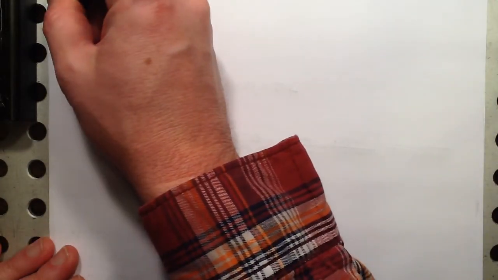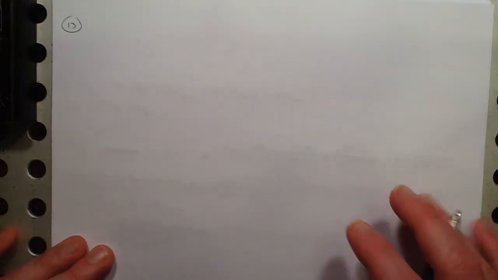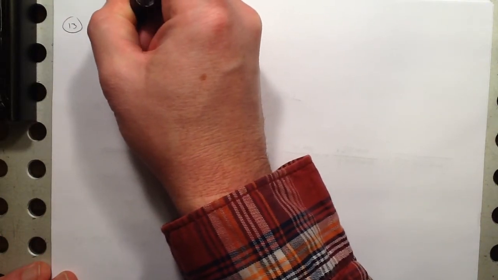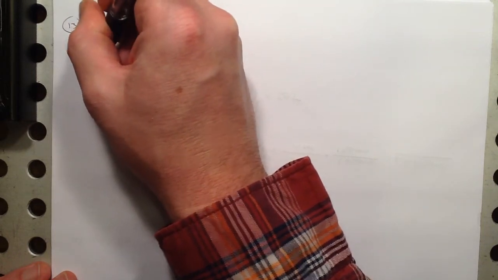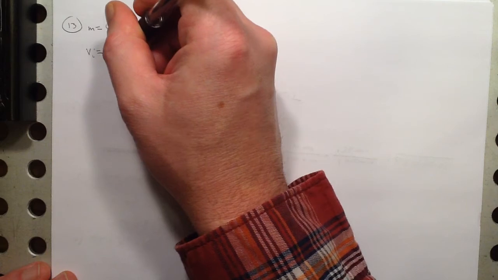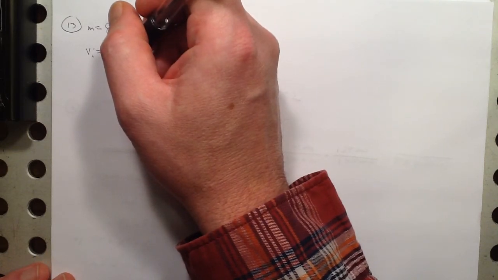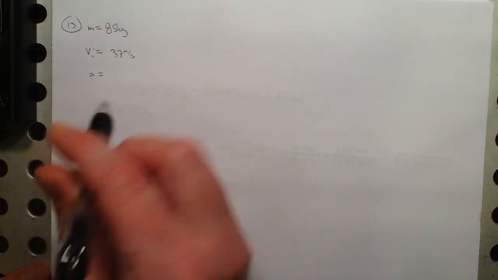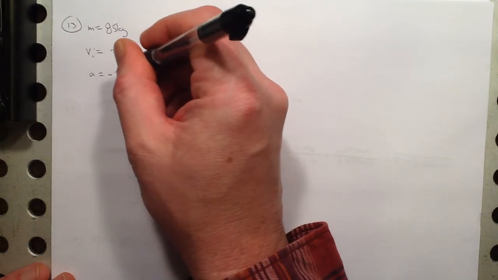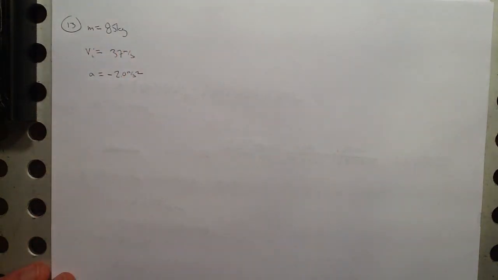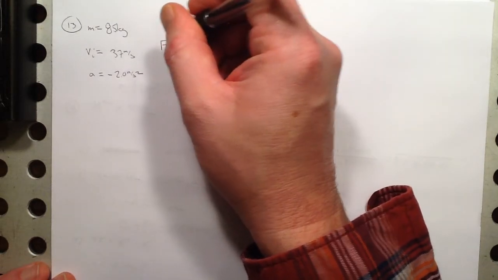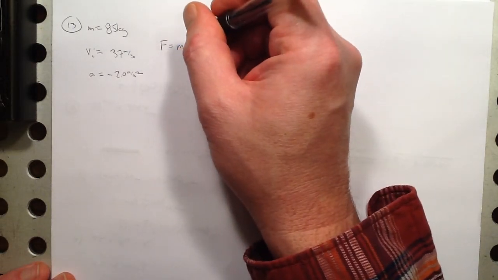All right, so 13. The luge and rider have a mass of 85 kilograms, and their initial velocity coming out of the track is 37 meters per second. In the first 3 parts, they're going to slow down. If I say this is positive and they're slowing down, then this acceleration must be negative 2 meters per second squared. And what magnitude F is required for that force? Well, force is equal to mass times acceleration.